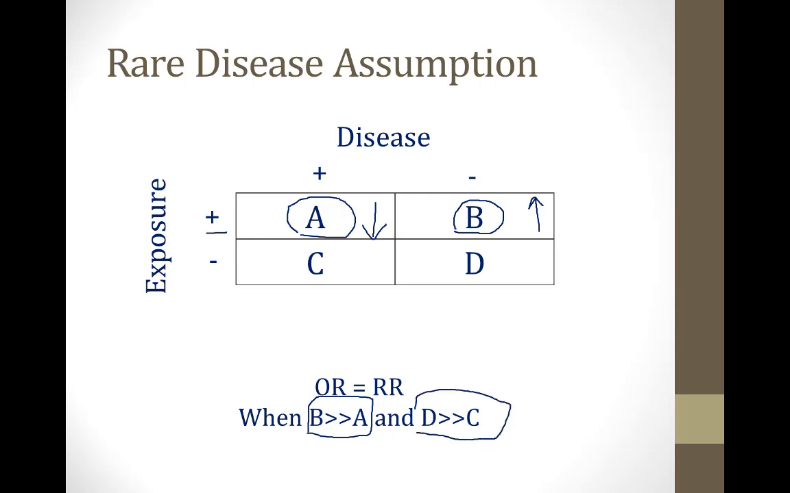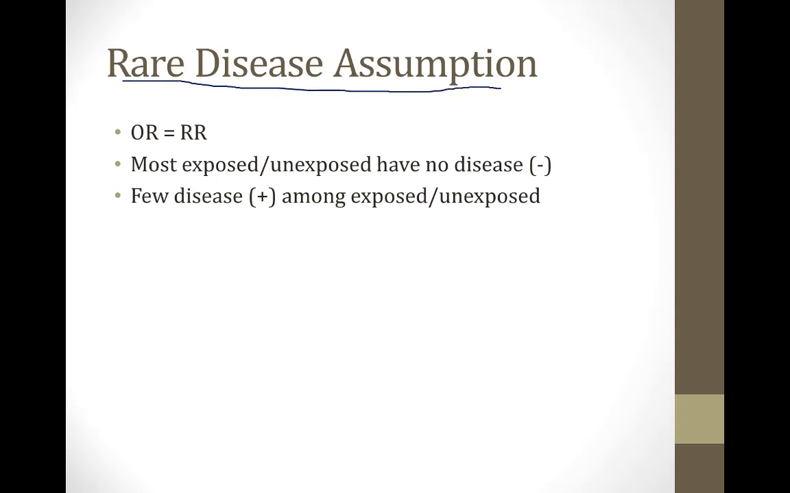And it turns out D is much greater than C also when the disease is rare. So among non-exposed patients, for example, among non-smokers, if lung cancer is rare, then this number for D is going to be very, very high, and this number for C is going to be very, very low. So when the disease is rare, B is going to be much greater than A, and D is going to be much greater than C, and this means the odds ratio and risk ratio will be identical to one another. So the rare disease assumption says that you can calculate an odds ratio and use that as a risk ratio or vice versa if the disease is rare. This means most of the exposed and unexposed patients must have no disease, or another way to look at it is there have to be very few disease-positive cases among the exposed and unexposed.